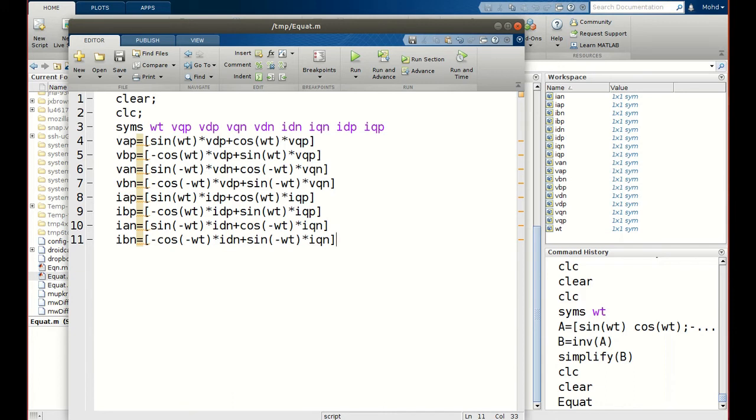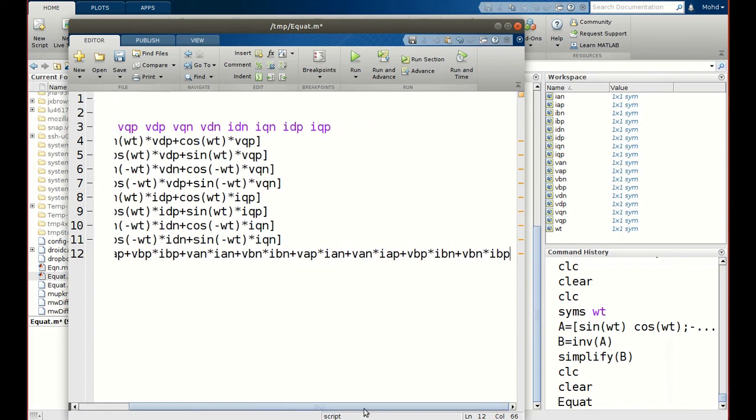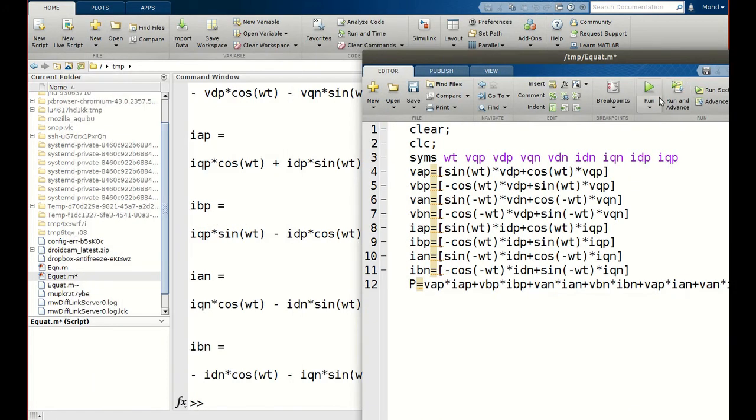Let me write the equation for power. So this is the equation for the active power, where active power is equal to V alpha positive into I alpha positive, V beta positive into I beta positive, and so on. You can refer to any standard textbook for getting the equation for active power. So now we want to see what this comes up to in terms of V and I positive in D and Q frame basically. So let me run it.